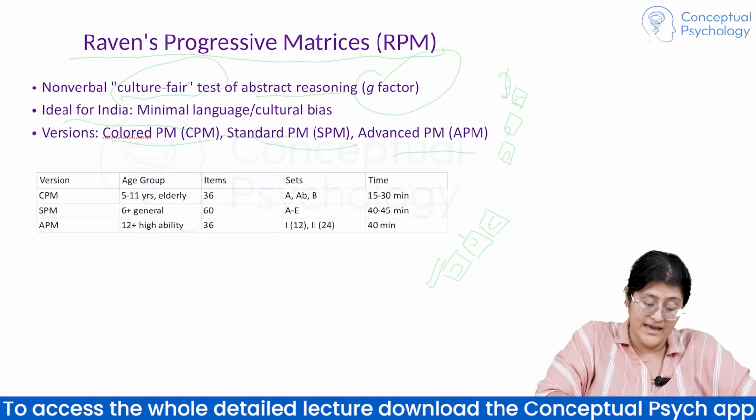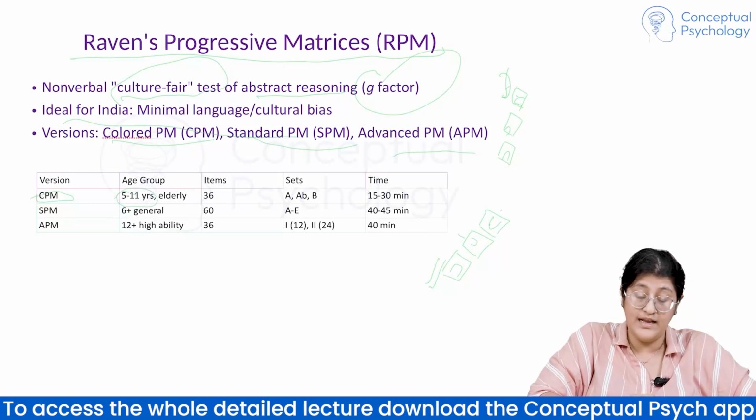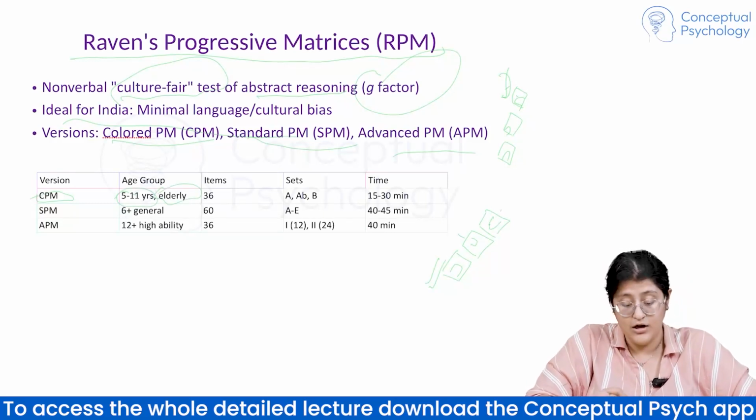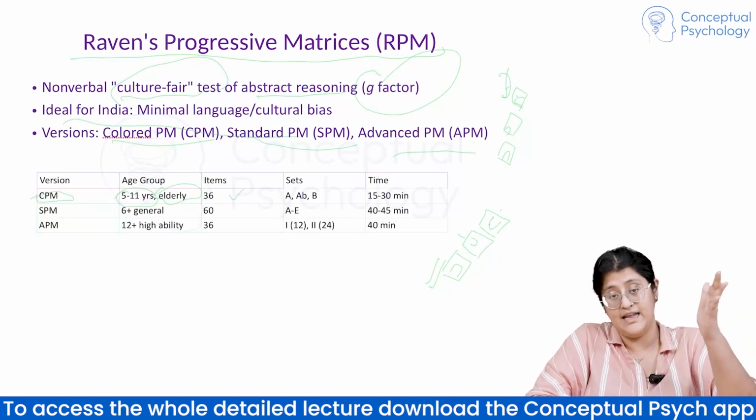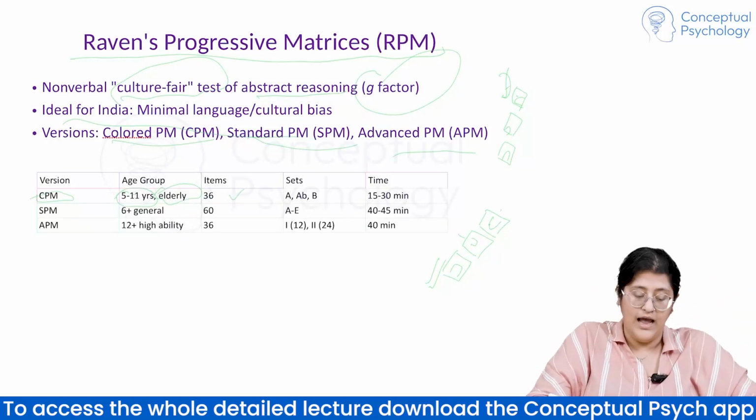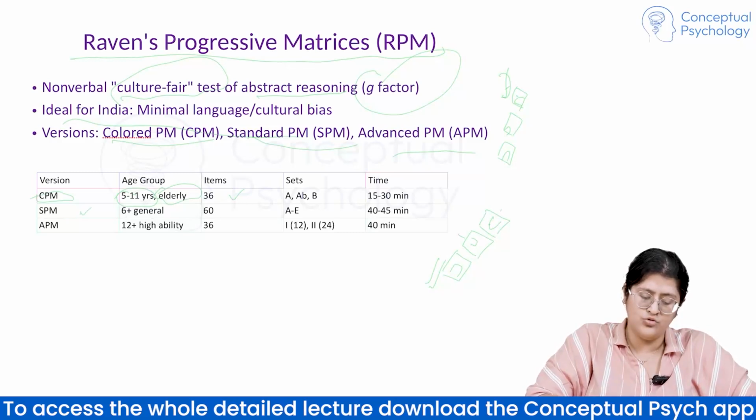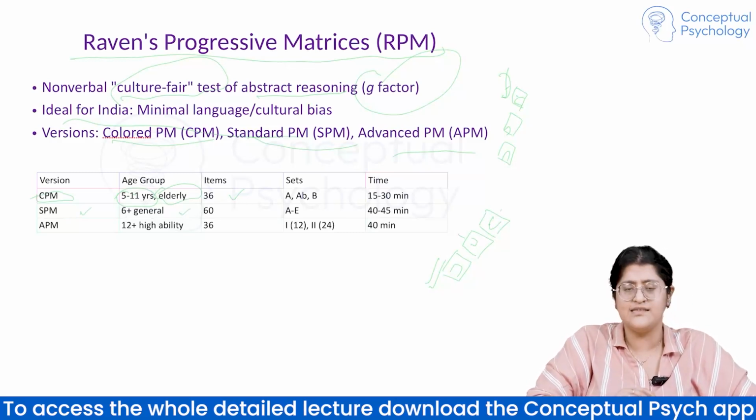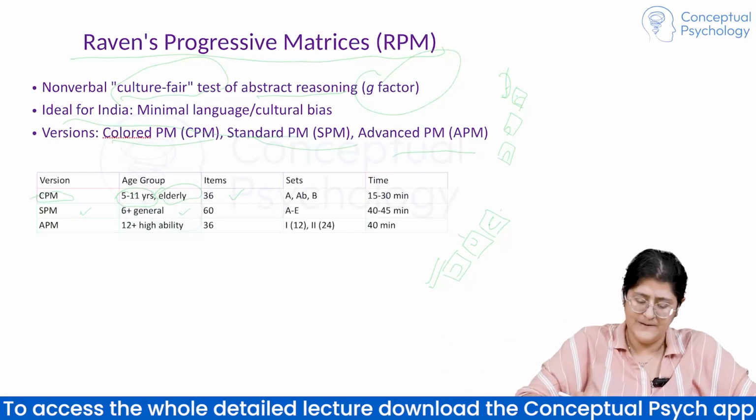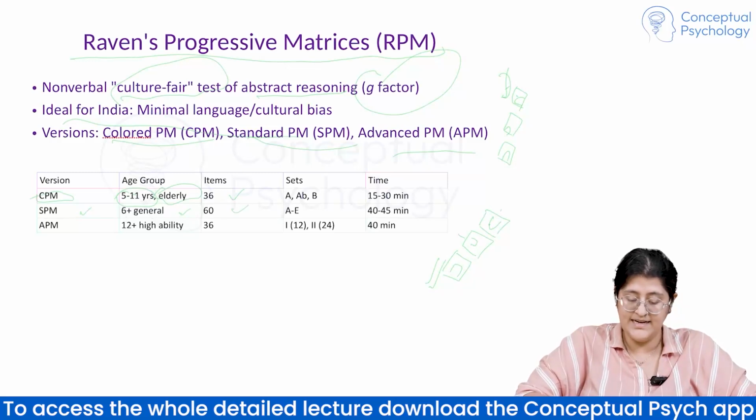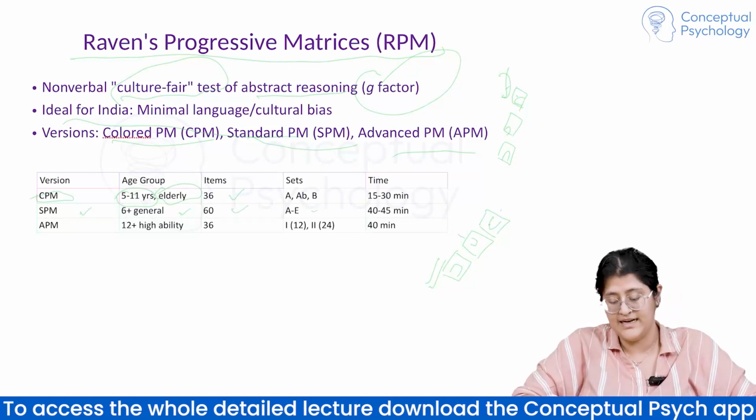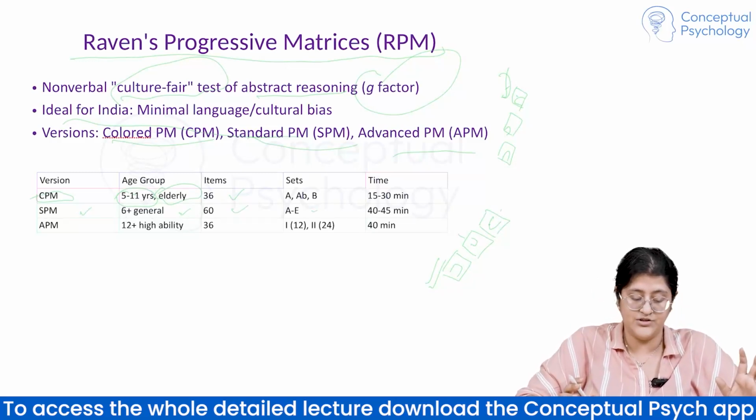Now CPM is used for the age group of 5 to 11 years and for very elderly patients, right? So it has 36 items. It has sets A, B, right? And SPM is usually used for 6+ to general, right? Again, it has 60 items, the A to E sets, 40 to 45 minutes administration.